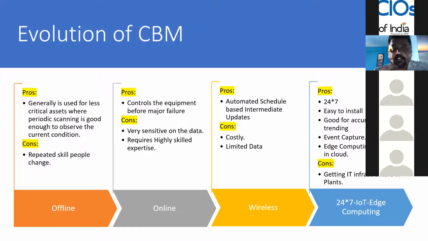But if you go with the online solution, yes, this gives a very good idea and a very good condition status. But what happens here is the cost. It is very sensitive on the data. If the unmanned skills are there, then probably the data coming from online will not be able to be read properly. So very highly skilled people's expertise is very much required here. Later on, the evolution started with wireless solution. This wireless solution will give us the automatic schedule-based intermediate updates. But the solution implementation comes with a cost as a con point.